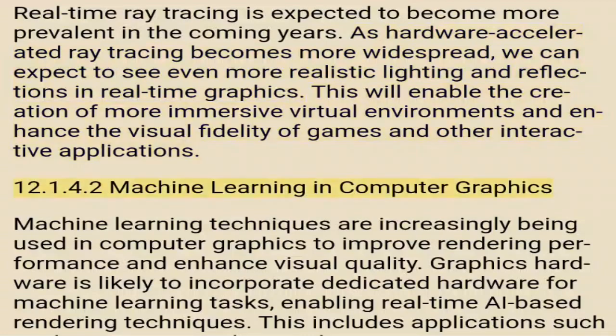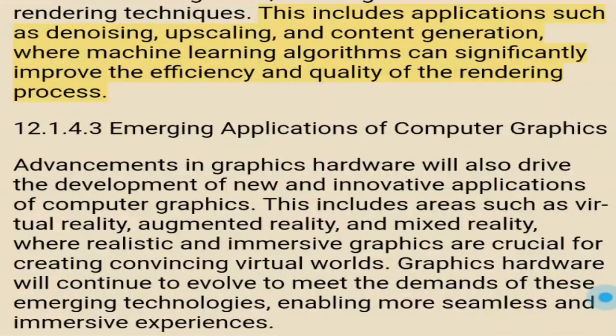12.1.4.2 Machine learning in computer graphics. Machine learning techniques are increasingly being used in computer graphics to improve rendering performance and enhance visual quality. Graphics hardware is likely to incorporate dedicated hardware for machine learning tasks, enabling real-time AI-based rendering techniques. This includes applications such as denoising, upscaling, and content generation, where machine learning algorithms can significantly improve the efficiency and quality of the rendering process.